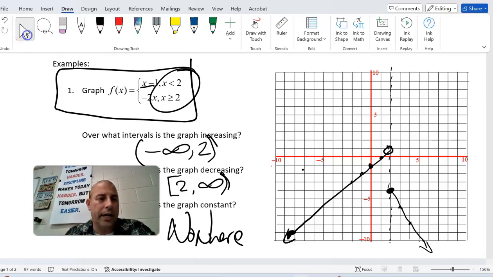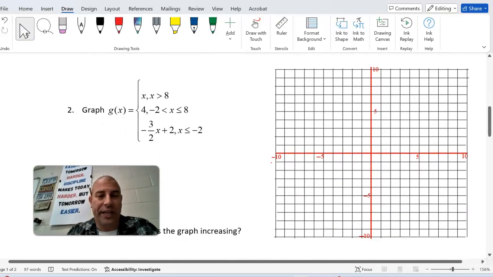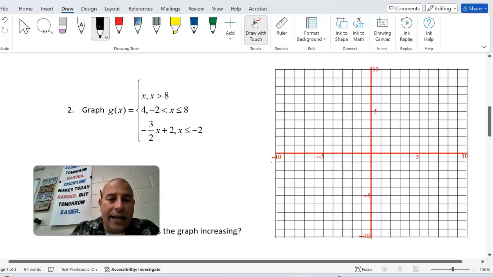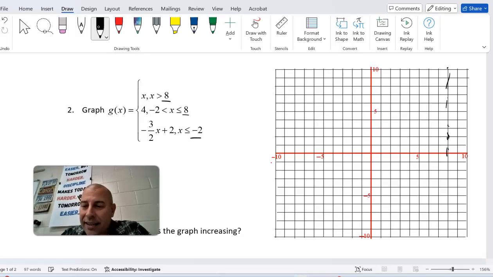All right, let's try another one here. Ooh, this time we've got 3 constraints. Okay, so let's look at where our constraints are. They are at 8 and -2. So we're going to go to 8, and again, dotted line. We're going to go to -2, and again, dotted line. There are our walls.